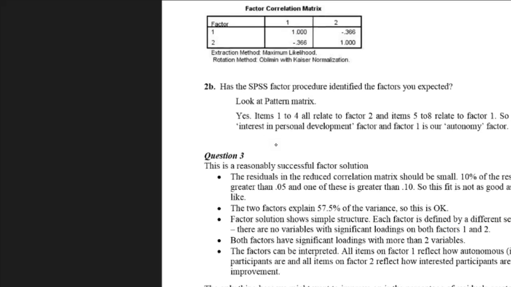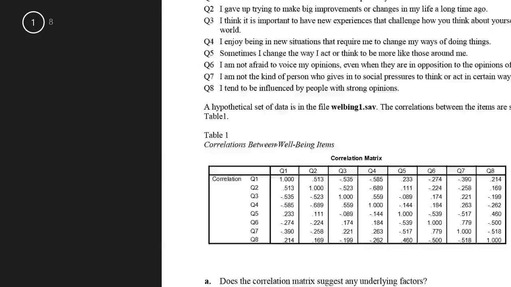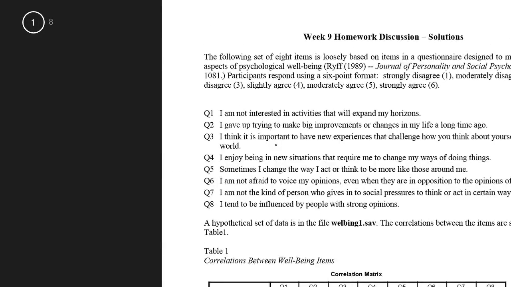Okay guys, so I said that I would conduct a video to help you with Workbook 3. I'm going to use the Week 9 homework discussion. So I think there's two documents for Week 9. There's the Week 9 additional homework and the Week 9 homework discussion. The Week 9 homework discussion has been designed specifically to help you with the workbook.